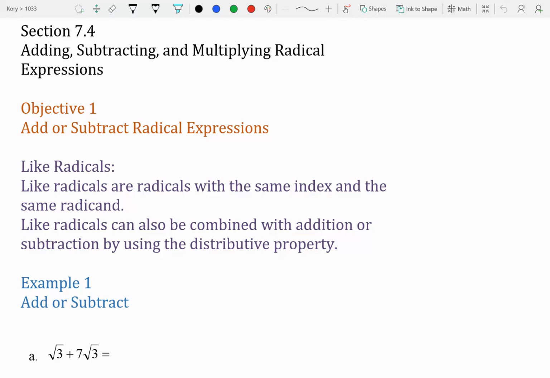So radicals with radicals, they have to have the same index and the same radicand. So unless the radical looks identical, you cannot add it together. It's just like x and y. Like radicals can also be combined with addition or subtraction by using the distributive property.